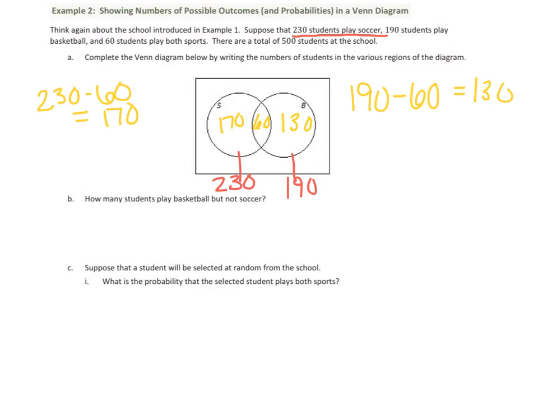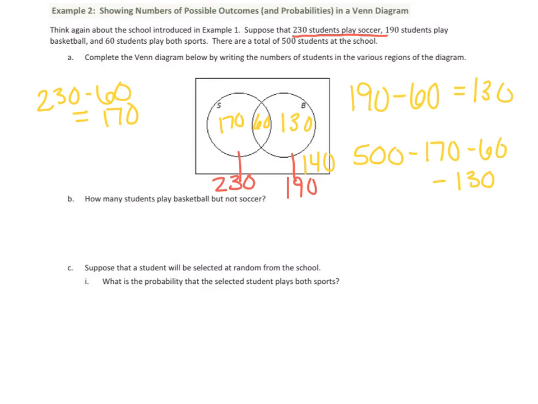Now how about the outside number? Well, remember, I have 500 students in the school, so I'm going to start with 500. And I've taken out 170, 60, and 130. How many do I have left over? Well, I would say I'm left with 140. So again, I started with the 500 in the school, and I took out those three numbers, and I'm left with 140 students. Now that you have your Venn diagram in, we can answer these questions.